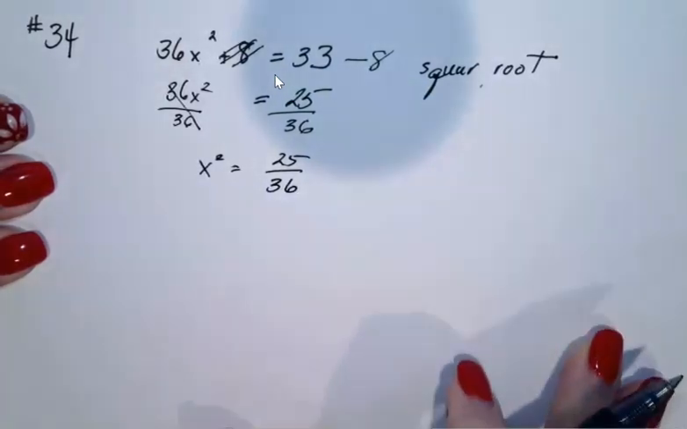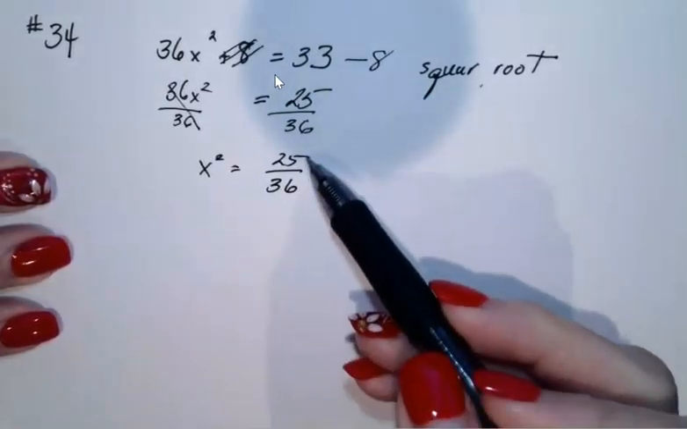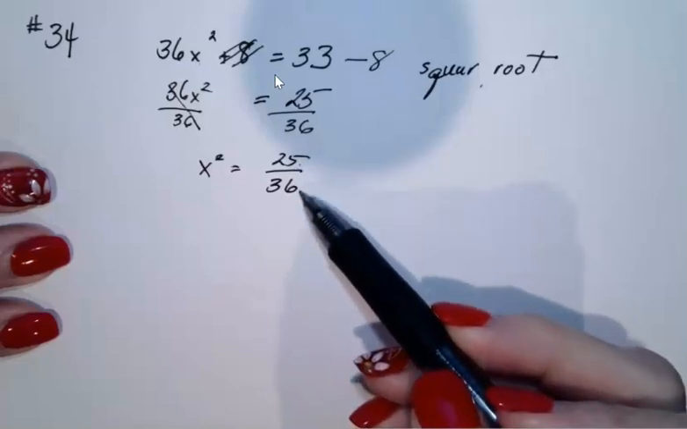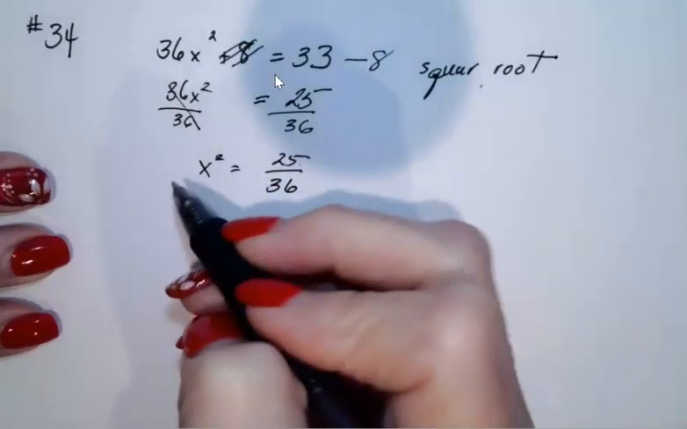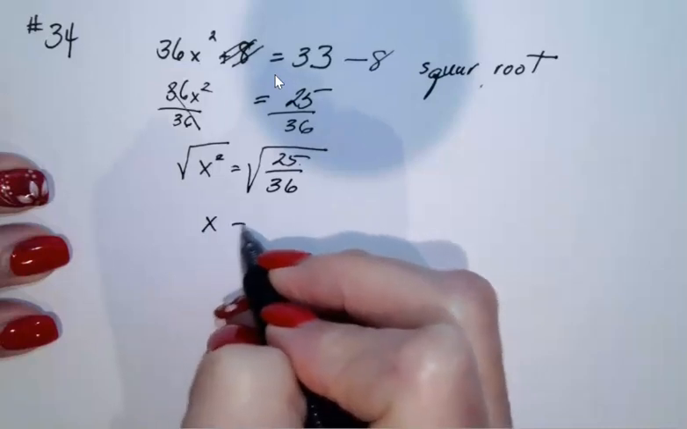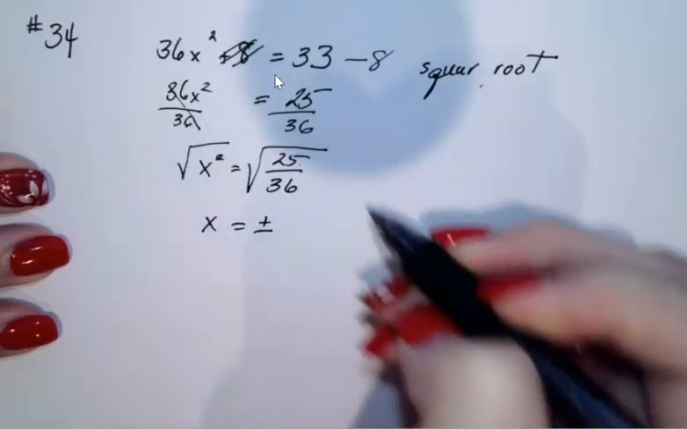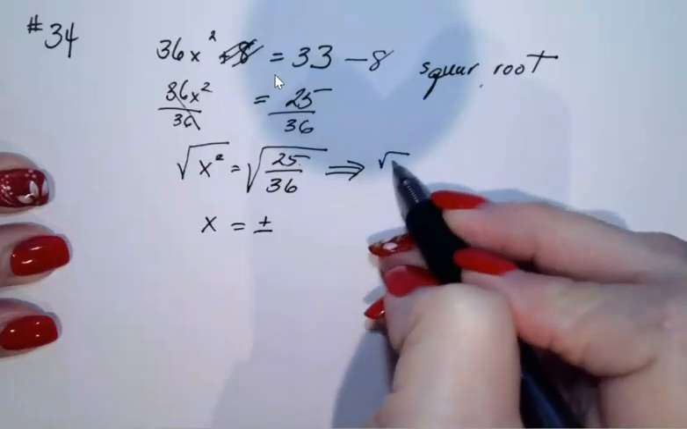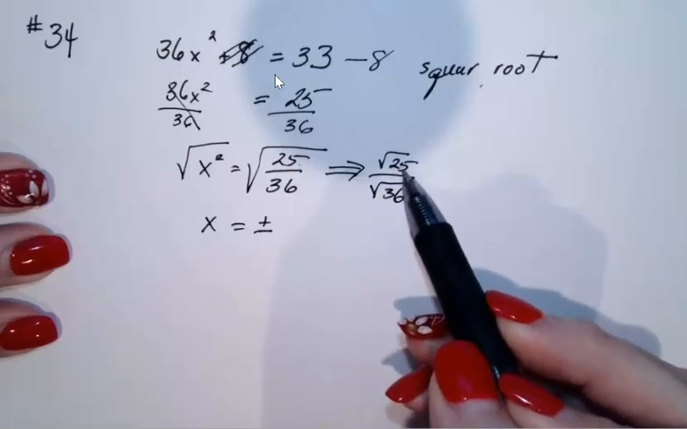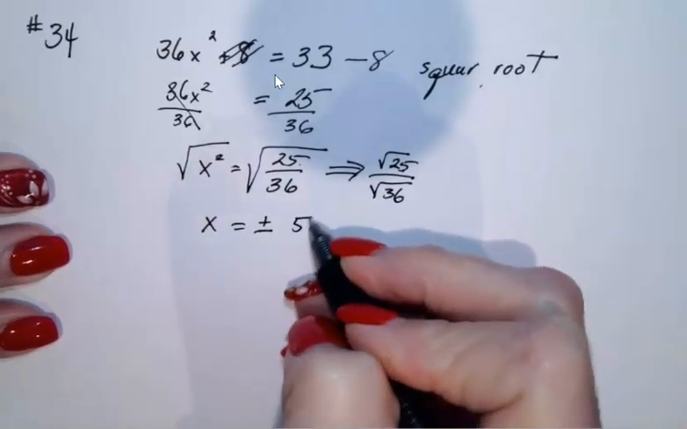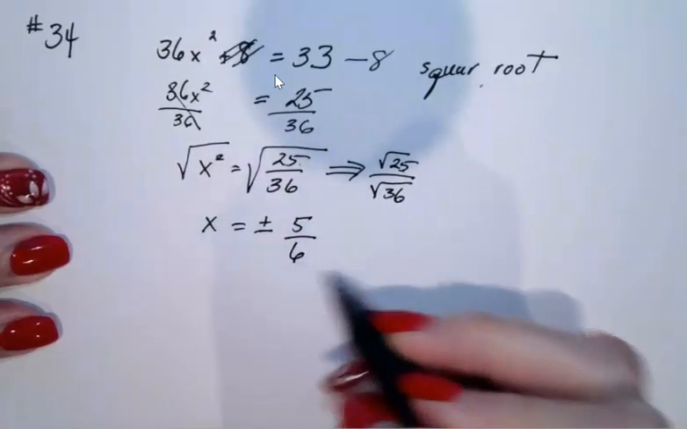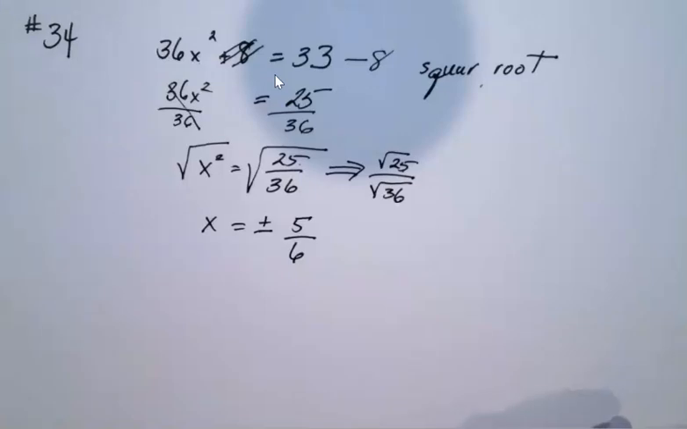And you're going to leave it alone for a minute because there's something you should have noticed. 25 is a perfect square. 36 is a perfect square. We don't need decimals. We need to take the square root. So now I have x. I have plus or minus. Now, that's the same thing as saying square root of 25 over the square root of 36. Square root of 25 is 5. Square root of 36 is 6. So this is my answer.